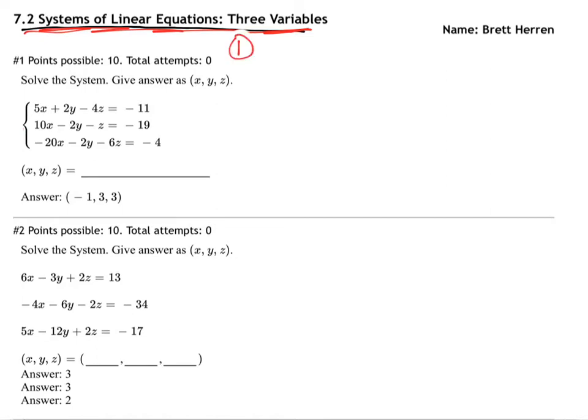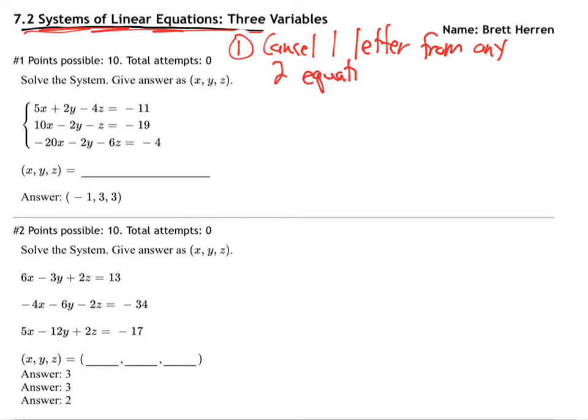So step number 1, cancel one letter from any 2 equations. So cancel one letter from any 2 equations. That's the first step. Let's do that.